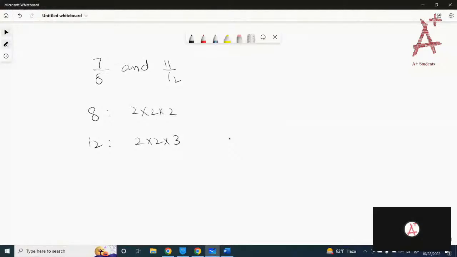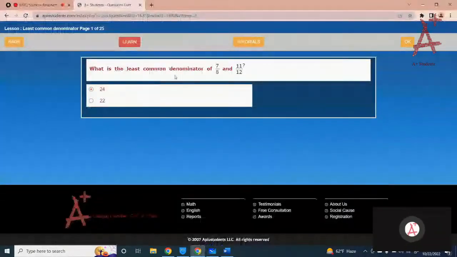Got it? So this is common, this is common, and this is common. Write them once. 2 times 2, once for this one and once for this one, and the other ones are 2 and 3. Got it? So it would be 2 times 2 is 4, 4 times 2 is 8, and 8 times 3 is 24. Got it? That means the least common denominator is 24. So just select the correct option and then click on the OK button.